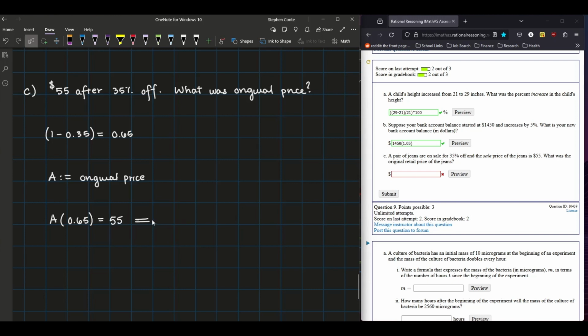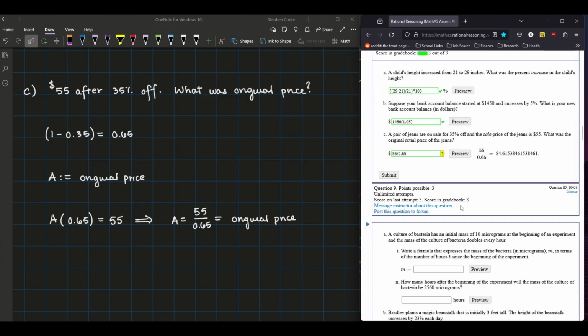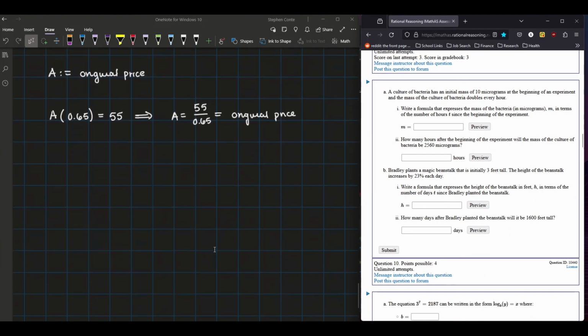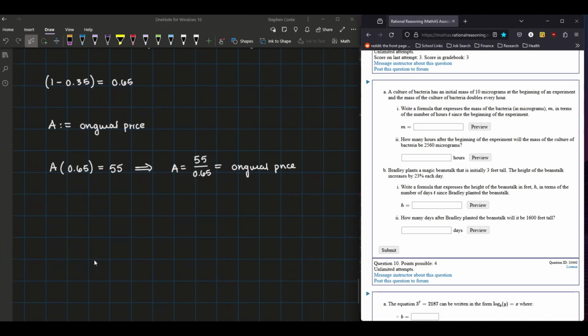So to solve for the initial price, all I need to do is divide $55 by 65%. This will give us the original price in dollars. Okay, and it turns out to be $84.62, just about. Okay, we're not exactly halfway done yet, but almost there. Alright, number 10.